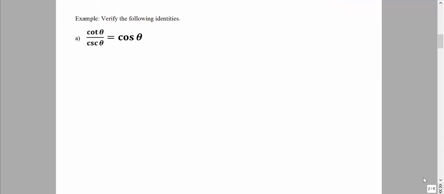So we are asked to verify this identity. We're going to start with the side that looks more complicated, so I'm going to choose to start with the left-hand side. And we want to rewrite this so that we achieve the goal of the right-hand side, cosine theta.